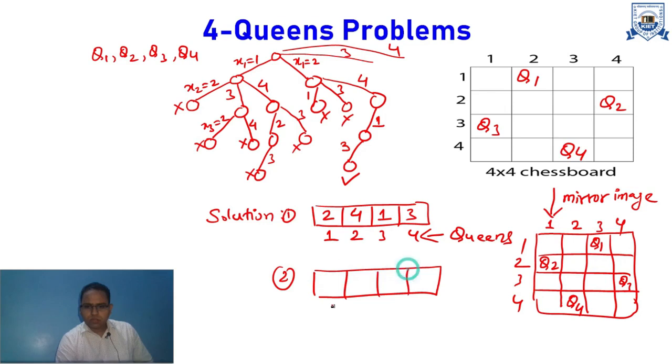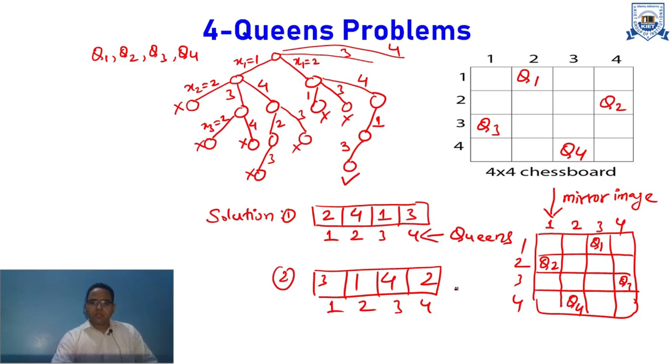1, 2, 3, and 4. So queen 1 in the third column, queen 2 in the first column, queen 3 in the fourth column, and queen 4 in the second column. So 3, 1, 4, 2. It's also the next solution. So this is how we are using backtracking for finding the solution for the 4-queens problem. So we have two solutions for this problem.